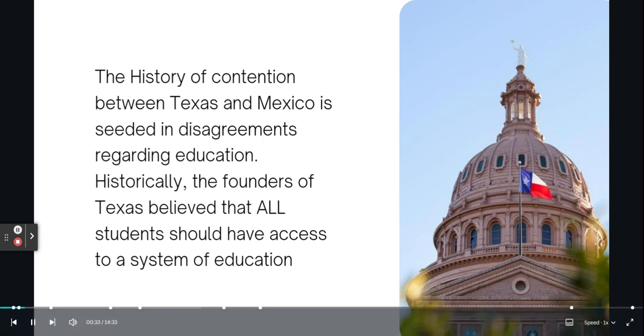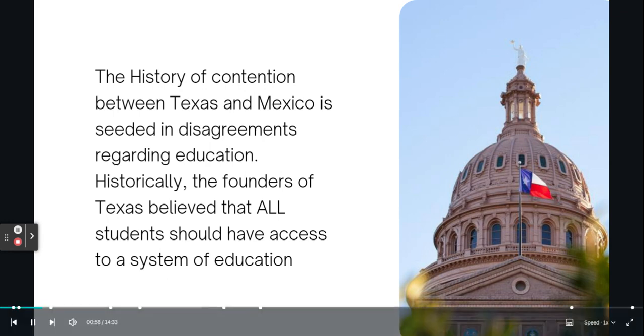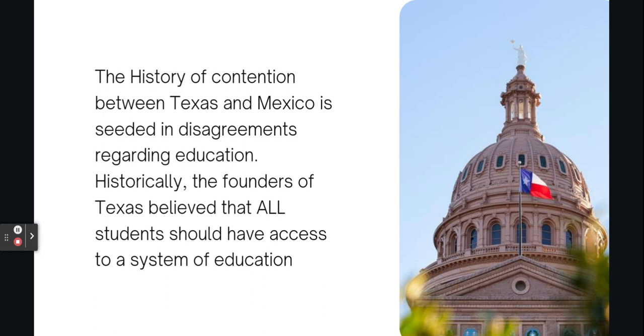Texas has always been laser focused on education. The history of contention between Mexico and Texas actually has its origin in how early Texas settlers believed the Mexican education system was inequitable. The school board, created between 1840 and 1911, was created to increase equity and access for Texas children who were sprawled all across the rural parts of Texas at that time.